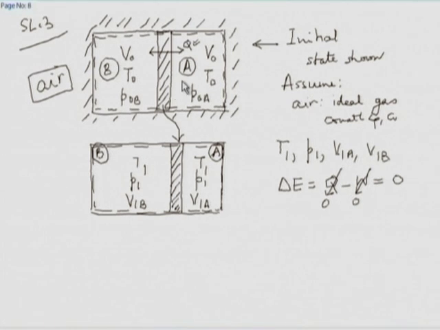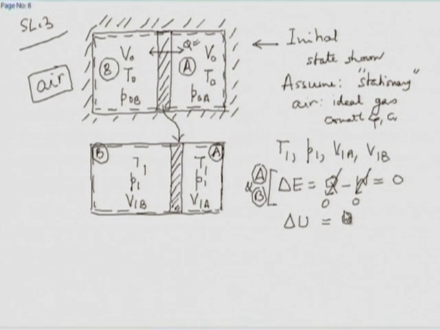And mind you, do not confuse, I am not looking at A and B as a system. This is for my system which is A and B. Next, assume stationary. So, that means delta E is 0, that gives me delta U to be also 0. Then notice that we have ideal gas. So, delta U of our ideal gas will depend only on temperature, and delta U will be now made up of delta U A plus delta U B.